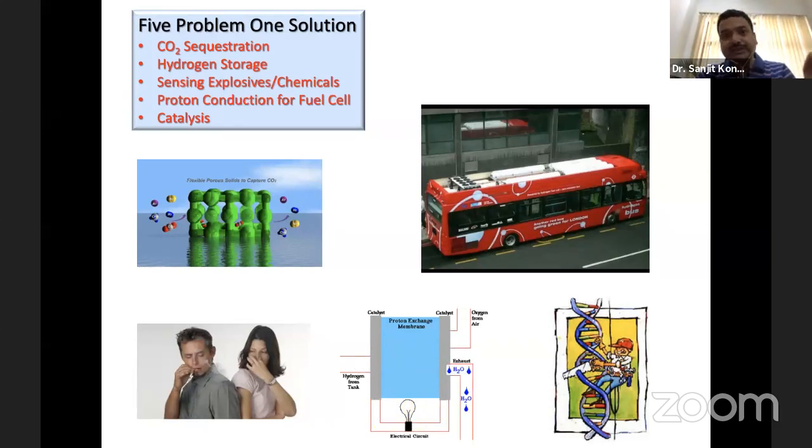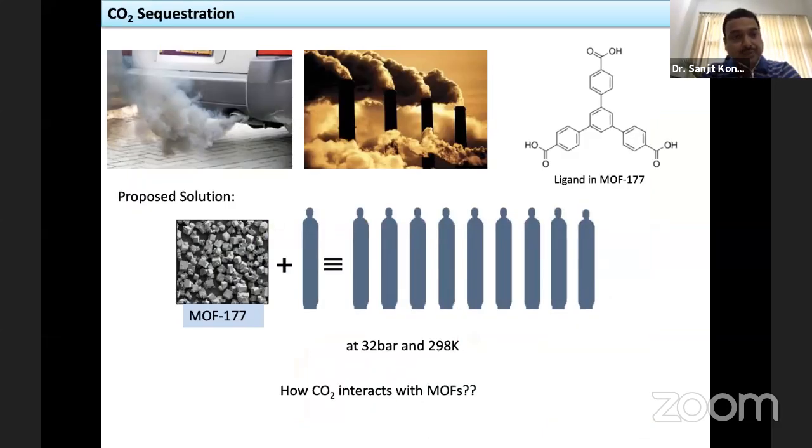But the advantage of the metal organic framework is that you can design the property. Based on your choice of ligand and choice of metal, you can get the property you would like to see in your material. In this presentation, I'll be quickly going through some of these properties, for example carbon dioxide sequestration, hydrogen storage, sensing, proton conduction. Maybe I will exclude catalysis from this talk. Let me start with the first property, carbon dioxide sequestration.